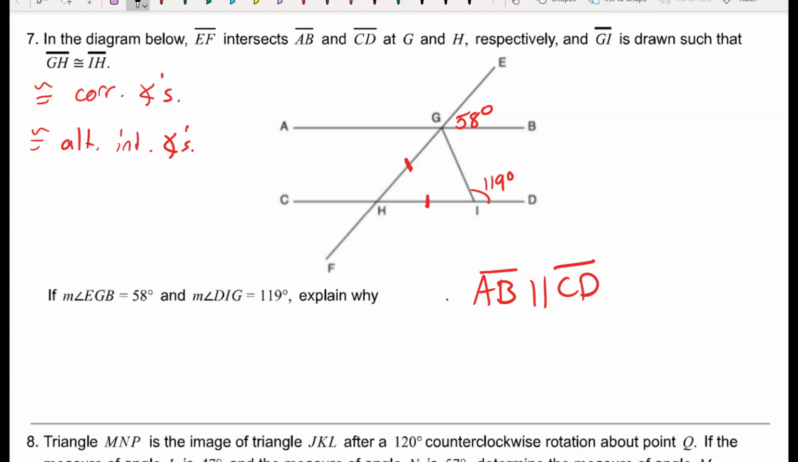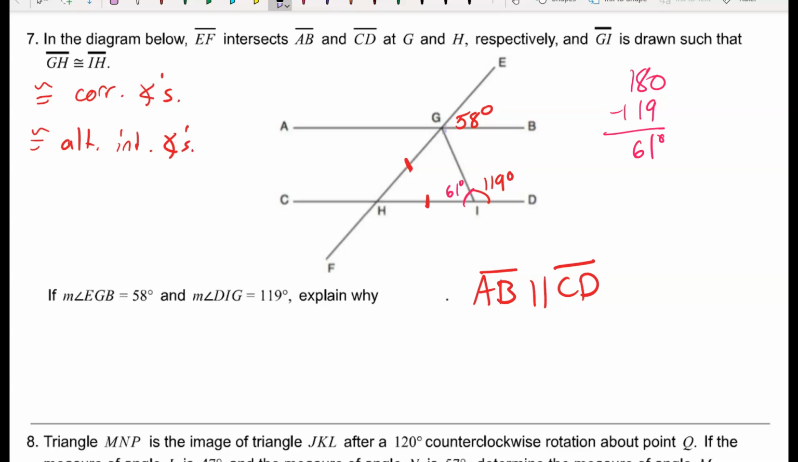So let's see what else we could fill in. The first thing I notice is that these two angles right here should be supplementary because they add up to a straight line. So if I subtract my 119 degrees from 180, I find that that first missing angle should be 61 degrees right there.